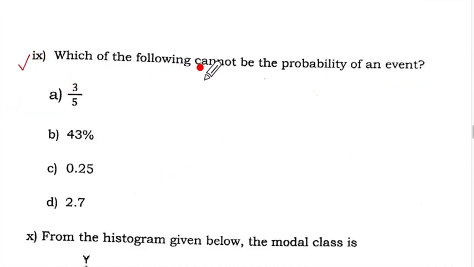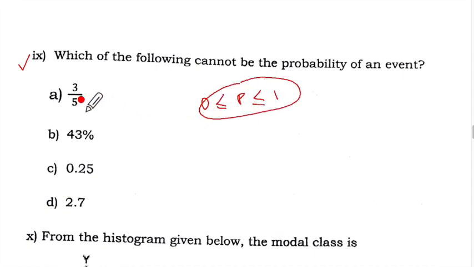Subpart 9, which of the following cannot be the probability of an event? Now probability, remember there are different numbers given here, but we know the probability is ranging from this. So if it is 3/5, it is possible. 43% means 43 upon 100, which is 0.43, is possible. This is also less than 1 and greater than 0. So 2.7 is more than 1, which is not possible. So D is the correct option for this.